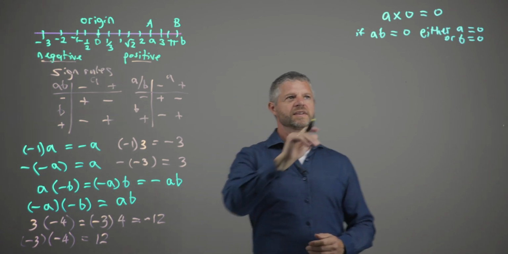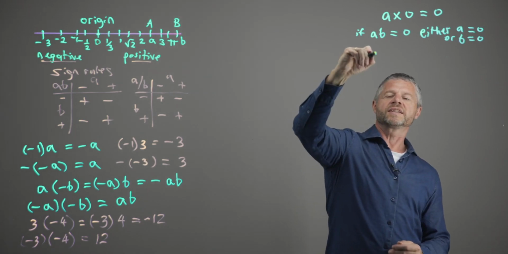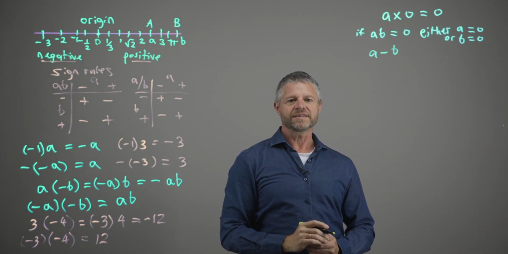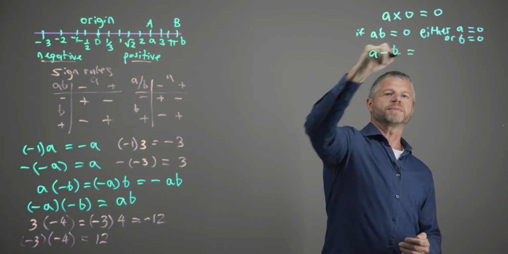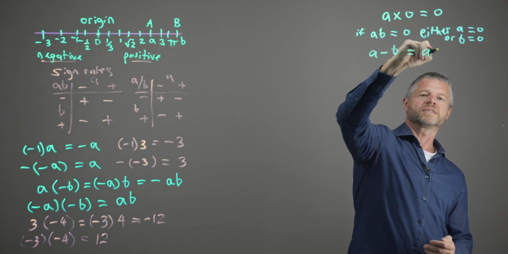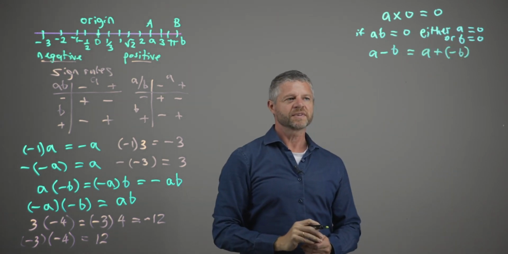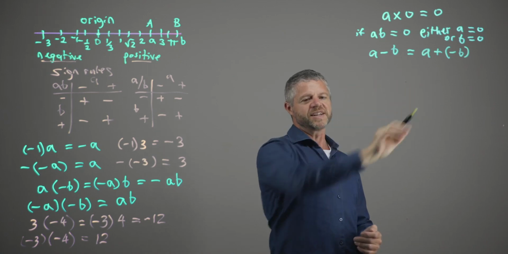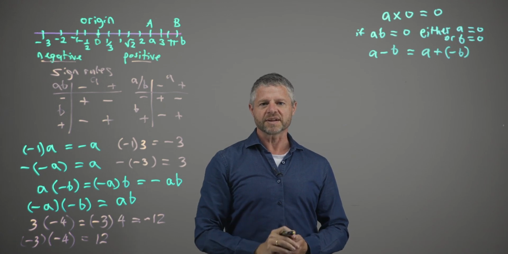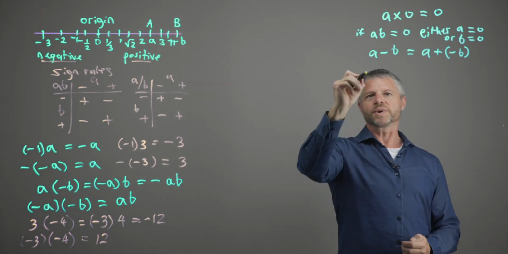Another property that comes up a lot when solving equations is, if I want to subtract B from A, so A minus B, one way to do that calculation is to add the negative of B. So we've turned a subtraction problem into an addition problem. And again, this looks a little bit innocuous too, but it does come up when we're trying to solve equations.